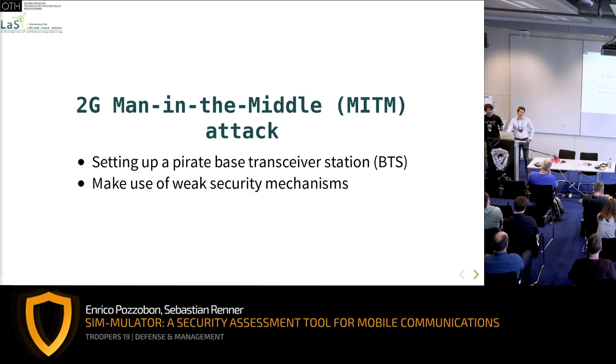For 2G, this is pretty much straightforward, as probably some of you will know, because you don't have a mechanism to authenticate your pirate base station at the user equipment. So you can basically just set up a pirate base station, and then you will have your phone connected if you configure it correctly, and everything should be fine. You can take a look at the traffic.